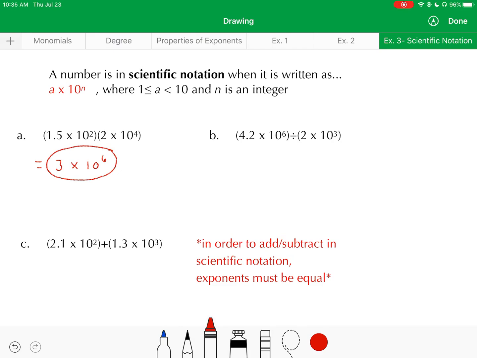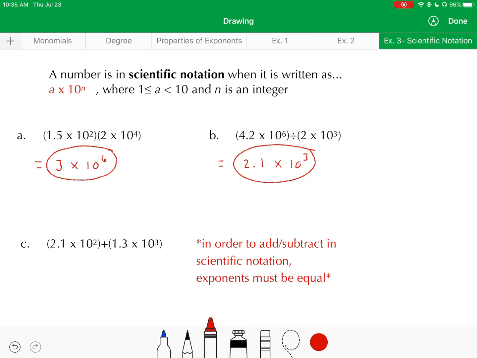Okay, it works the same for division. If I'm taking 4.2 times 10 to the sixth divided by 2 times 10 to the third, 4.2 divided by 2 gives you 2.1, and then 10 to the sixth divided by 10 to the third, you're going to subtract your exponents here, and that's going to give you 10 to the third. Okay, notice again the result is still in true scientific notation.